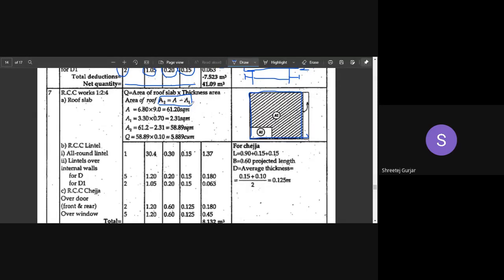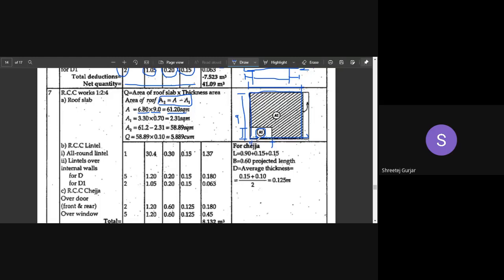Okay, so I have shown you the out to out distance. It was 6.8, right? And the out to out distance in this direction, that is your breadth, was 9 meters. So 6.8 into 9 meters will give me the total area A, the total area of this rectangle. Now coming to this A1, this distance we need to calculate, and this distance we need to calculate.